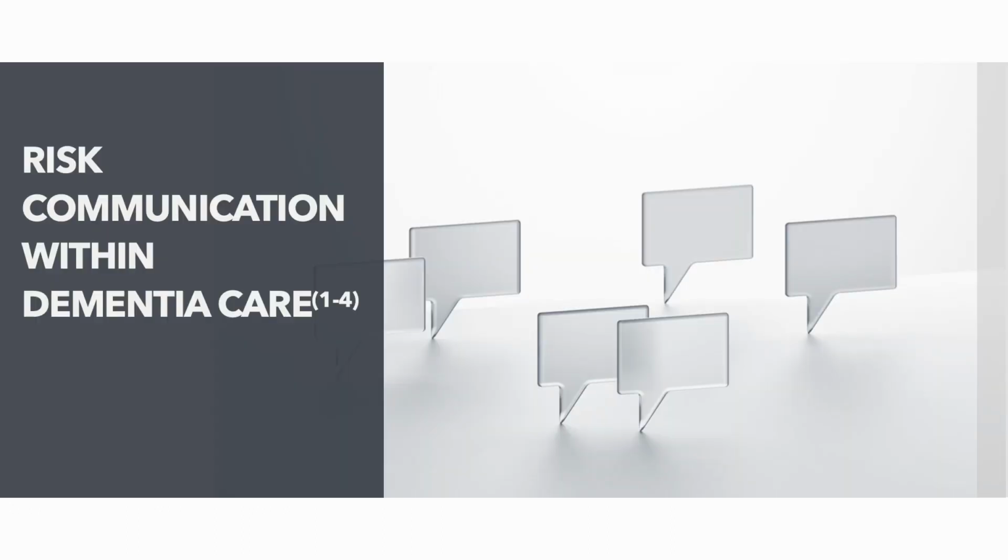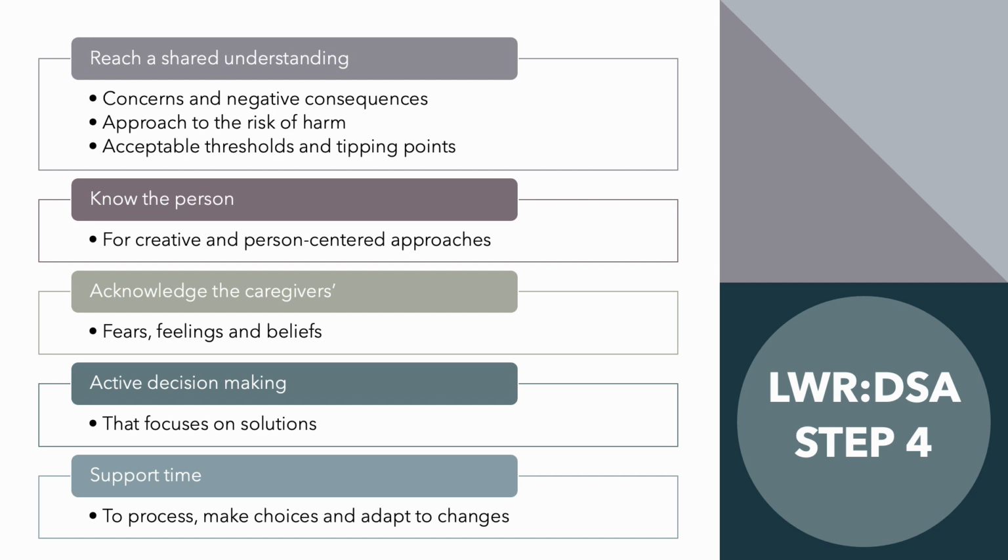Clinicians acknowledge the additional difficulty of having these conversations with people with cognitive impairment. The following recommendations have been provided from research completed in Ireland on risk communication with people living with dementia. As risk is contextual and has multiple meanings across different stakeholders and different situations, the first goal in risk communication is reaching a shared understanding rather than a shared agreement. This involves a shared understanding of the concerns, the approaches to the concerns, an understanding of the caregiver's acceptable threshold, and an understanding of the tipping points.